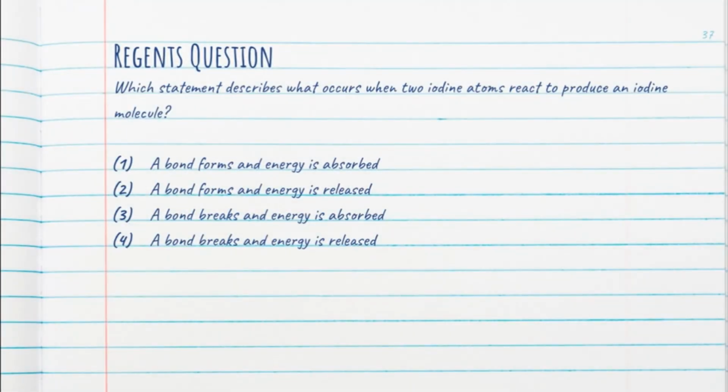Which statement describes what occurs when two iodine atoms react to produce an iodine molecule? For this question, we should use the acronym BARF from the previous slide. When a bond is broken, energy is absorbed, and when it is formed, energy is released. A bond is going to be formed because two atoms will come together to form a molecule, so the answer will be choice 2.